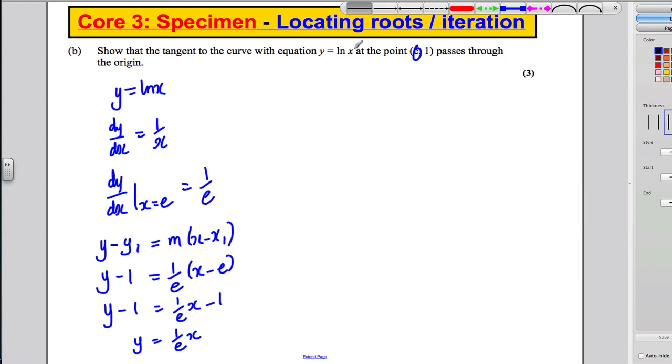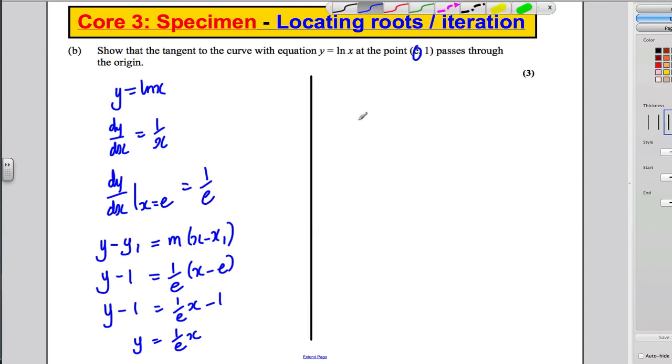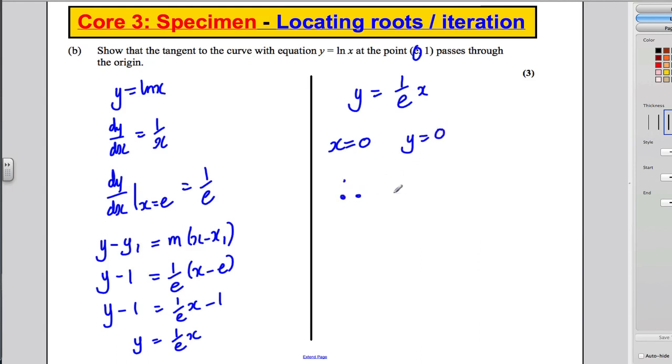Therefore it goes through the origin, because if our equation is y is equal to 1 over e times x, if I put x is 0, then y is 0, therefore tangent goes through origin. And a nice easy 3 marks.